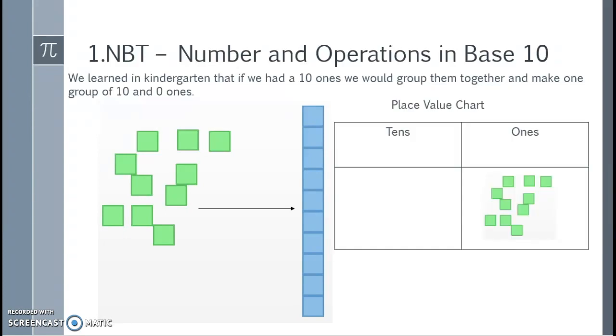We can extend this idea using the place value chart. So I've put my 10 ones into the ones column here. And I'm going to circle them because I have 10 of them, and move that 10 into the tens column and create an individual long or group of 10.